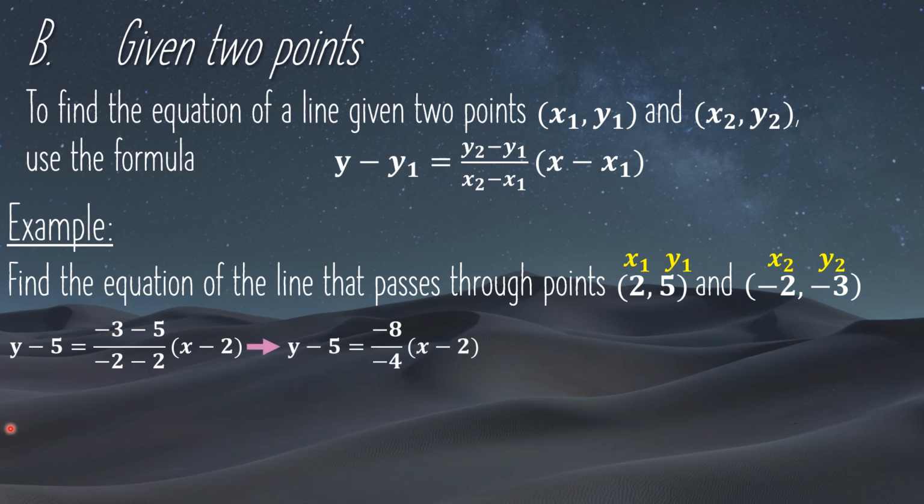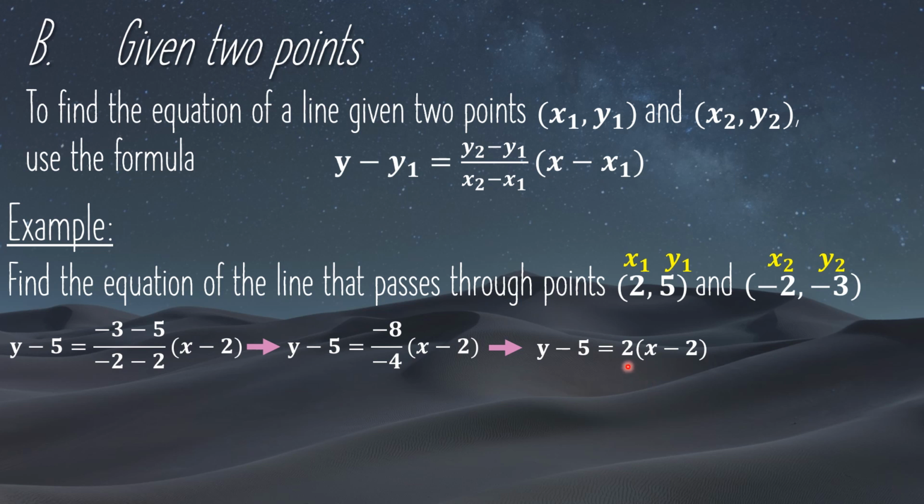So, magiging y minus 5 equals -8 over -4 times the quantity of x minus 2. Because -3 minus 5 is -8 and -2 minus 2 is -4. And then, since kayang i-divide ang -8 sa -4, let us divide. So the resulting slope-intercept form will be y minus 5 equals 2 times the quantity of x minus 2.